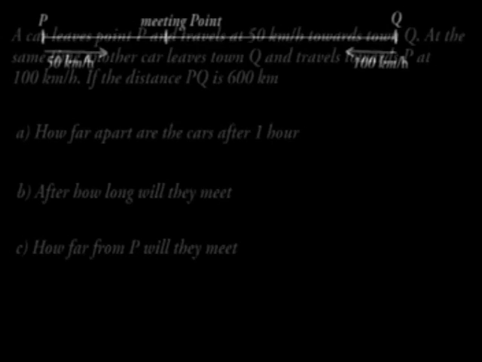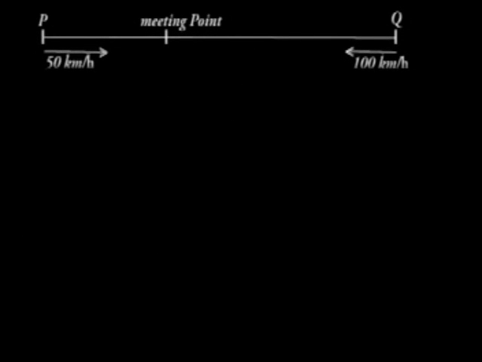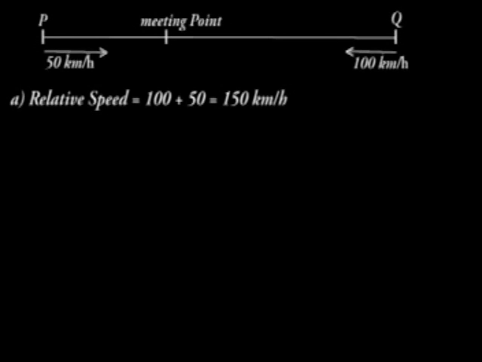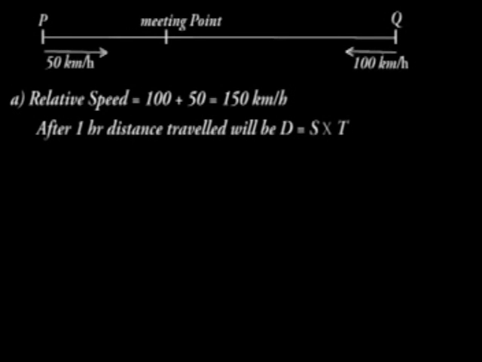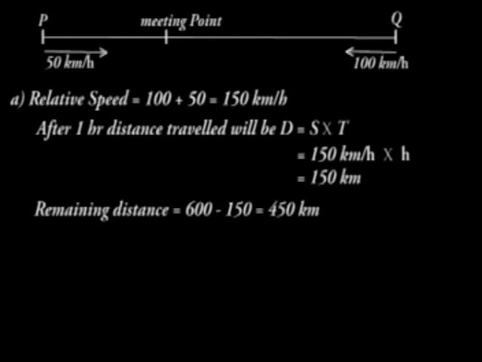We can sketch the journey as shown below. Relative speed is equal to the sum of their speeds since they are traveling in opposite directions. That is 100 plus 50, which is 150 kilometers per hour. After 1 hour, the distance traveled will be speed times time, which is 150 times 1 hour, which is 150 kilometers. They will have covered a total of 150 kilometers in 1 hour. The remaining distance will be 600 minus 150, which is 450 kilometers.